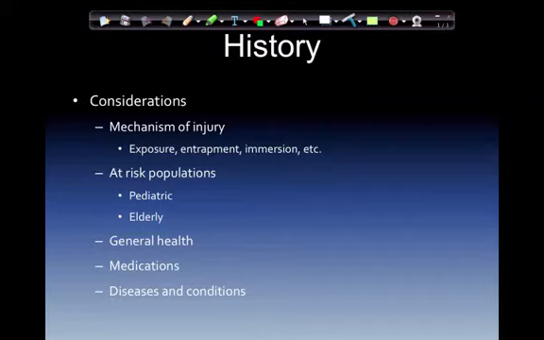History: consider the mechanism of injury. What actually got him here? Was it exposure, entrapment, or immersion, etc.? Is it an at-risk population? Pediatrics, infants: immature nervous system. In children, a large body surface area to mass, coupled with poor judgment. In the elderly, diminished subcutaneous fat, physiological capacities, and respiratory reserves.